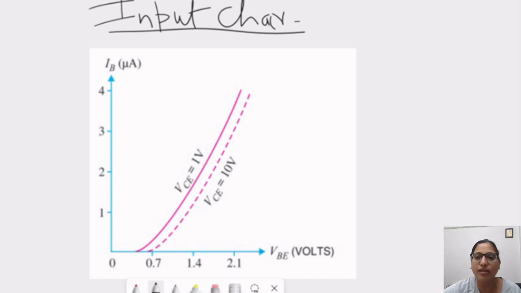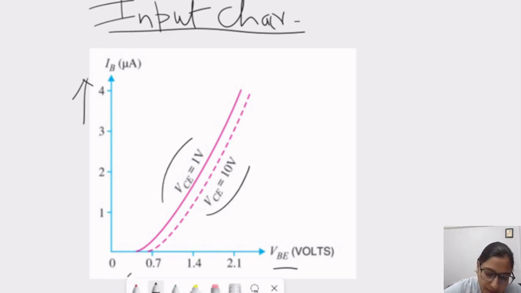This is the input characteristic curve of common emitter configuration. In the horizontal axis, we have the base emitter biasing voltage, which is VBE. And in the vertical axis, we have IB, which is base current, in microamperes. Here, VCE we are keeping constant at 1 volt and 10 volt. This is our knee voltage, which is nothing but the pinch off voltage or starting or operating voltage for the junction. Here we can see that current is increasing exponentially.